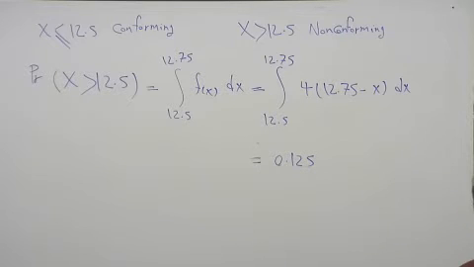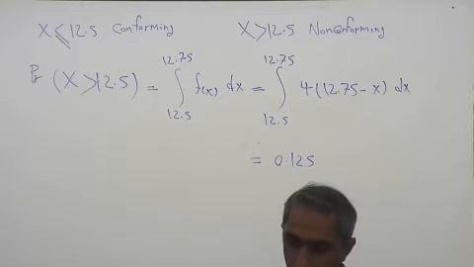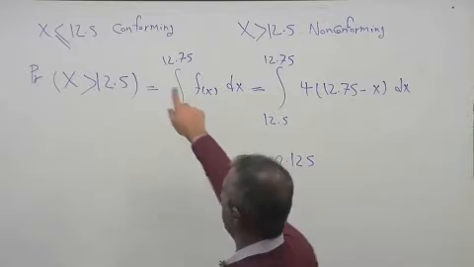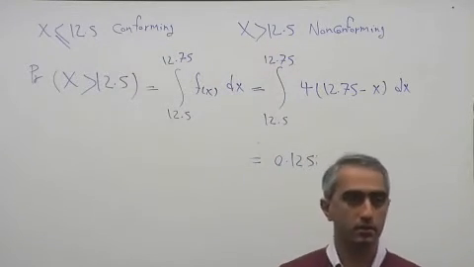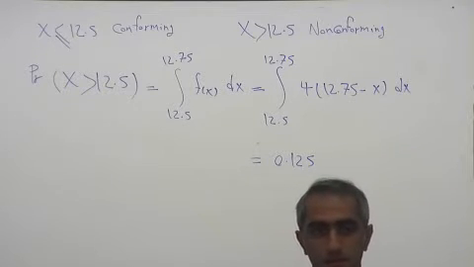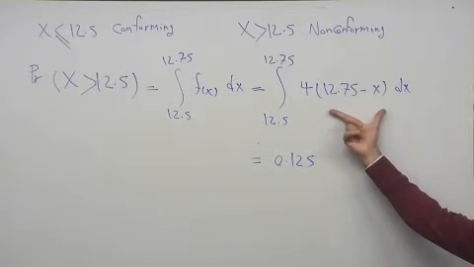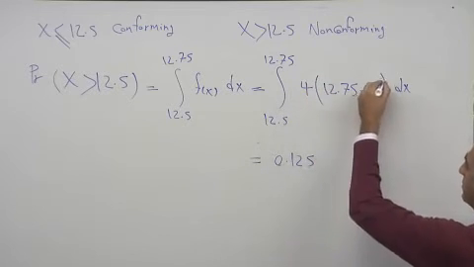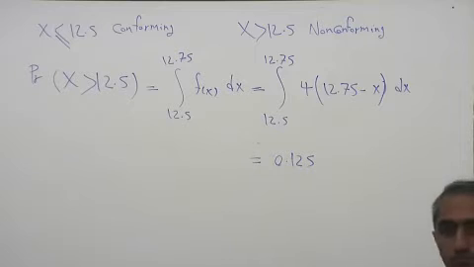And the question says non-conforming, so if it is conforming, it's less than 12.5. Non-conforming is greater than 12.5. Any questions? I assume this integration is not a big deal, right? So I just wrote down the answer. Are we good here?